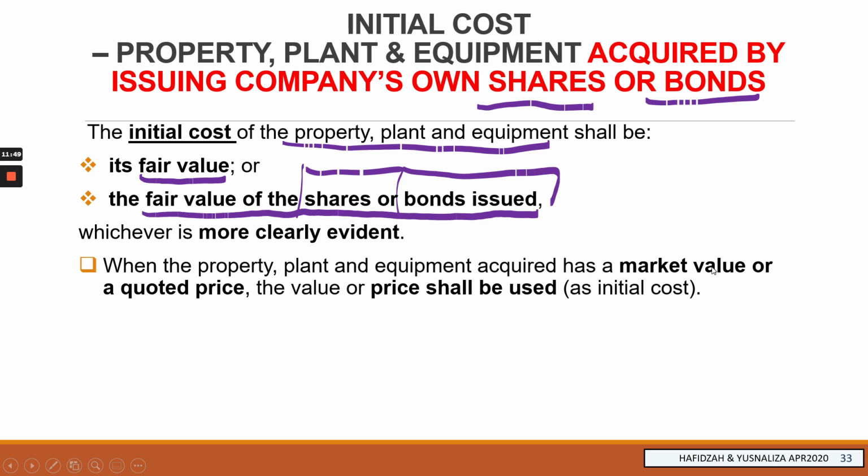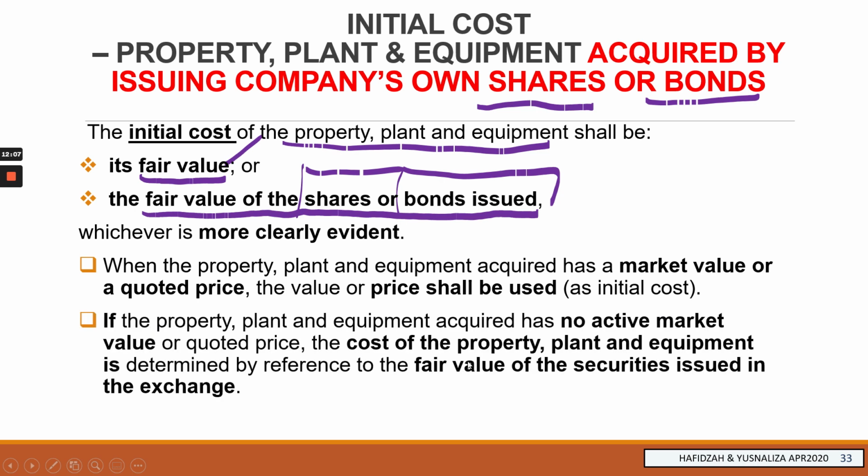When the property, plant and equipment acquired has a market value or a quoted price, that value shall be used, meaning that the fair value of the PPE shall be used as the initial cost. If the property, plant and equipment has no active market value or quoted price, then the initial cost of the PPE will be determined by referring to the fair value of the securities issued in the exchange. If the share price of the company is listed on the stock exchange, the fair value of the ordinary shares will be used in reference to the fair value of the securities issued in the exchange. You can refer to details at page 1405.